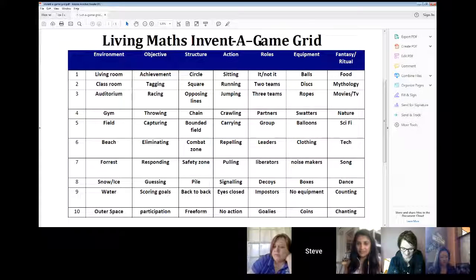Oh, did I skip one? I think I skipped one. That's why we had an extra number. So let's choose 4. 4 was crawling, so there'll be crawling in it as well. Thanks for spotting that. Crawling.